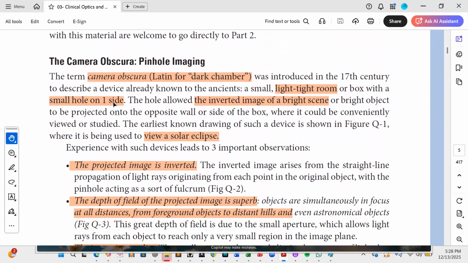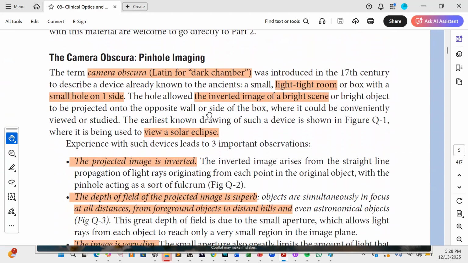Okay, so talking about this camera obscura, which is actually the pinhole imaging, you should just read about it. It's a very important aspect in the Ophthalmology Foundation exam. And especially the characteristics of the image formed is very, very important.